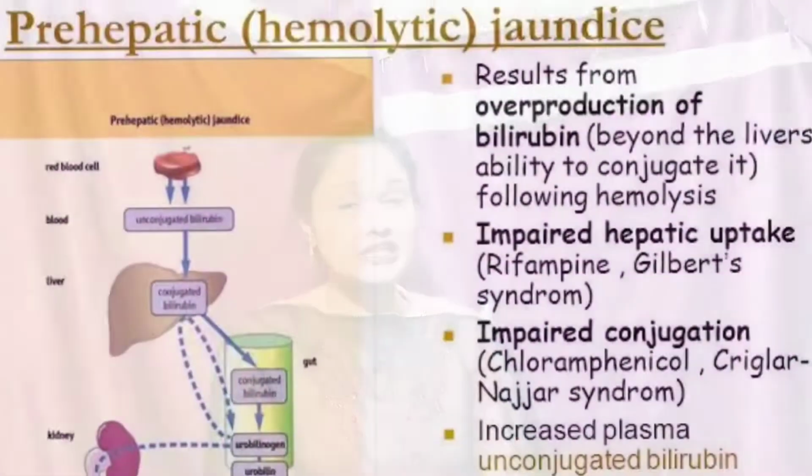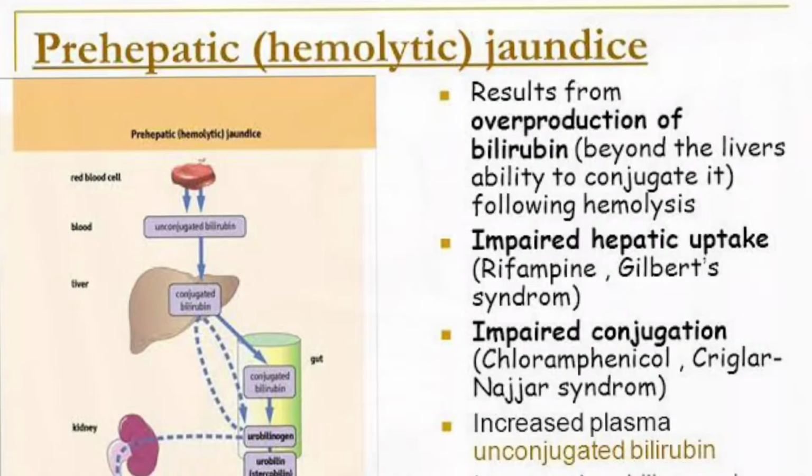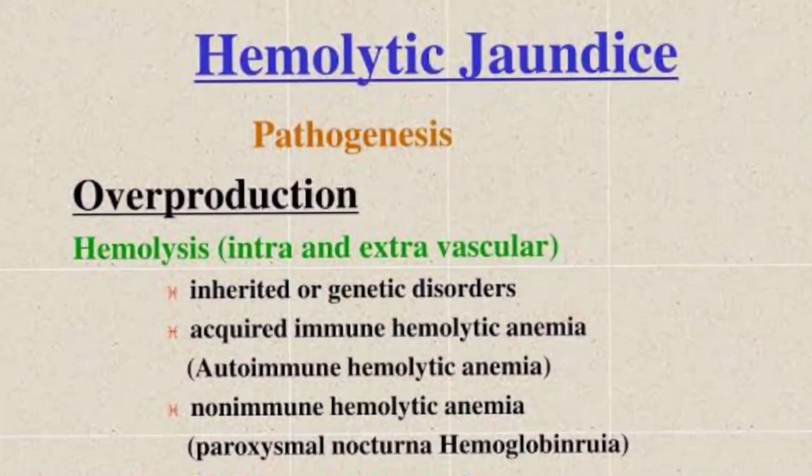So the diseases involved are hemolytic ones, like sickle cell anemia, thalassemia, anemia, deficiency of some enzymes, malaria, or spherocytosis, that is RBCs turn sphere shaped instead of biconcave. So these are the causes of prehepatic jaundice.